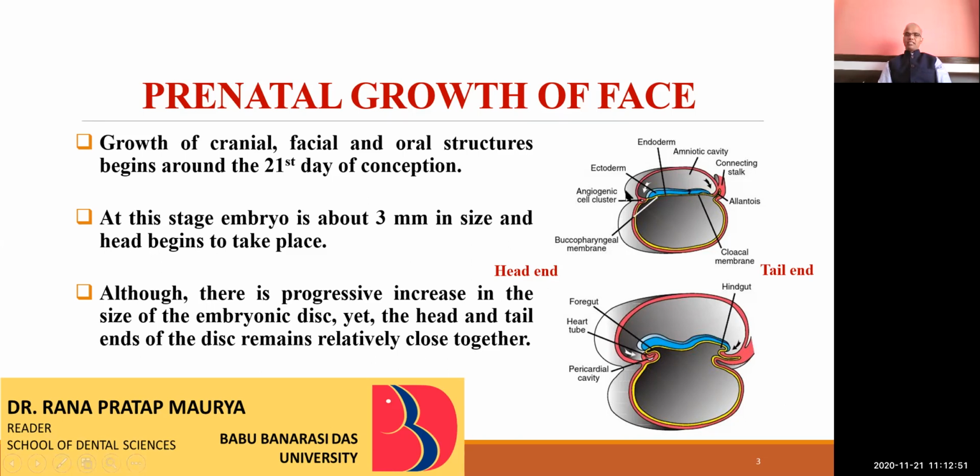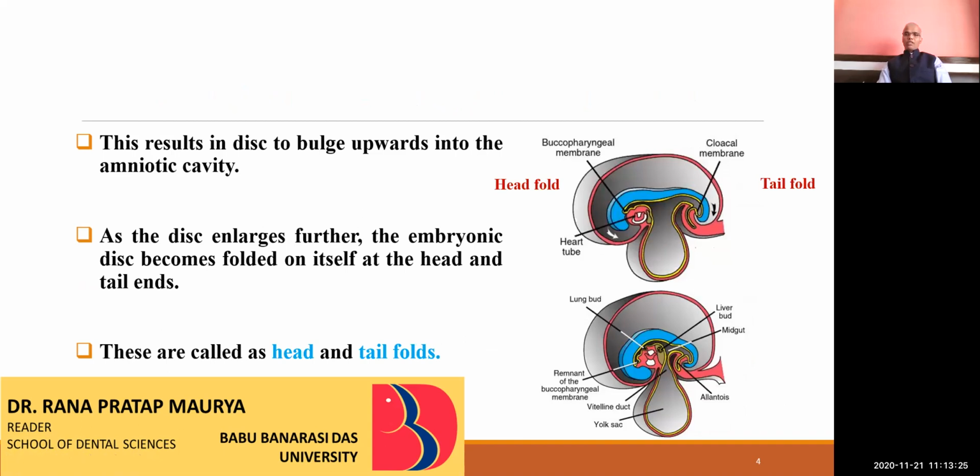These are the head end and tail end regions of the developing embryo. Although there is a progressive increase in the size of the embryonic disc, the head and tail ends of the disc remain close together. They do not go apart by elongation of the embryonic disc. So this results in the disc bulging upwards, while the head and tail ends remain in the same position.